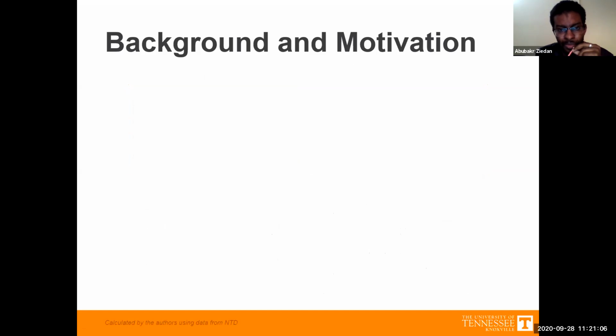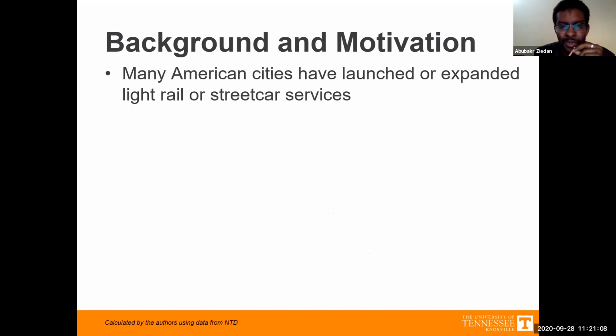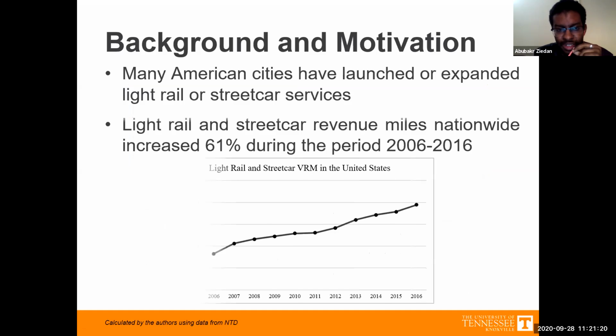So why are we doing this analysis? In recent years, many cities in the United States have launched new light rail systems or streetcar systems or expanded their current service, which resulted in a 61% increase in vehicle revenue miles nationwide in the period 2006 to 2016.